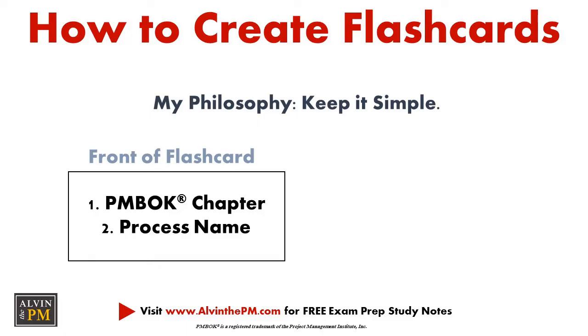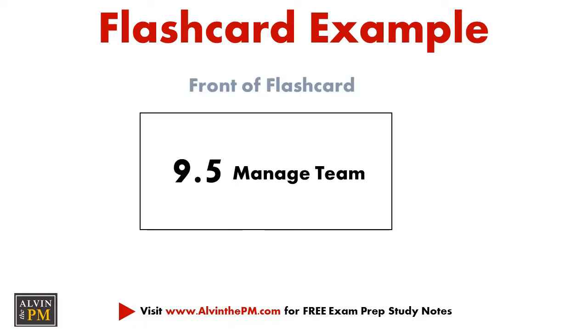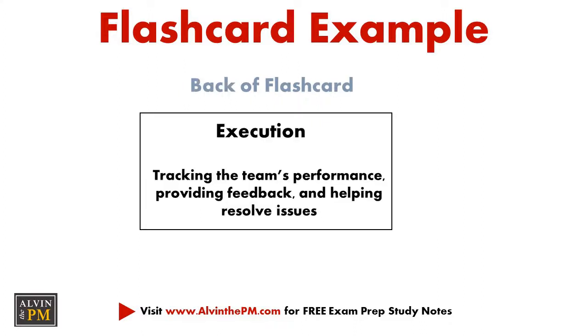So to keep it simple, what I recommend is that on the front of the flashcard, you write down the process name and its associated PMP chapter number. And on the back of the flashcard, you write down 2 things: the process group that it's in, so for example, initiation, planning, monitoring and controlling, or closing. And lastly, the reason why it's important. So for example, let's take the process of managing the team. On the front of the flashcard, I would write 9.5 manage team. And on the back of the flashcard, I would write execution. And in my own words, I would write down the reason why it's important: tracking the team's performance, providing feedback, and helping resolve issues.